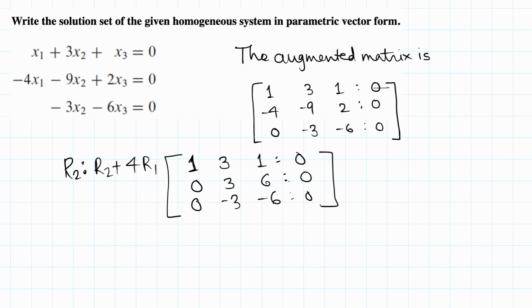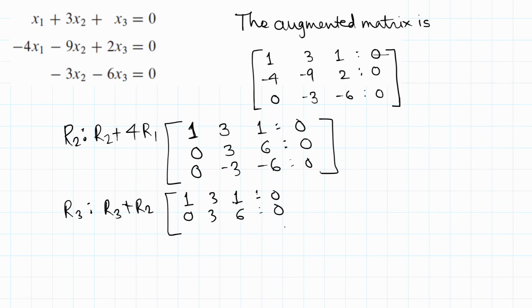Look here, row 2 and row 3. 3 6, -3 -6. If we add R2 and R3, we get 0 0 0, and we want to make that 0 0 0 on the bottom row. So I'm going to work on R3 such that R3 plus R2. So 1 3 1 0, 0 3 6 0. Now here we are adding, so 0 0 0 0. Now this is in echelon form.